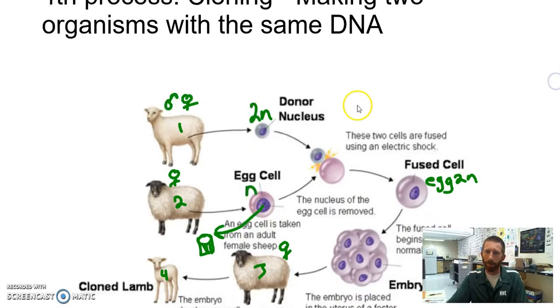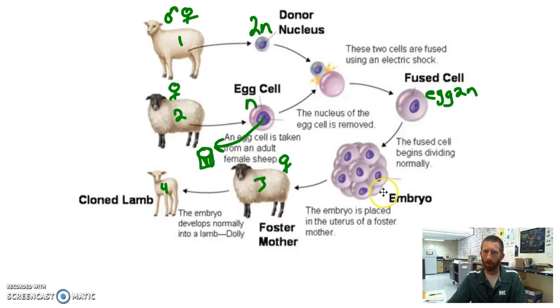So here we go. This is the process. You can find this diagram on OneNote under your class notes tab. Obviously, it doesn't have the writing, but you can go ahead and fill in the writing and I'll explain that. So we take sheep number one. Sheep number one could be male or female. Really doesn't matter. We take a cell.